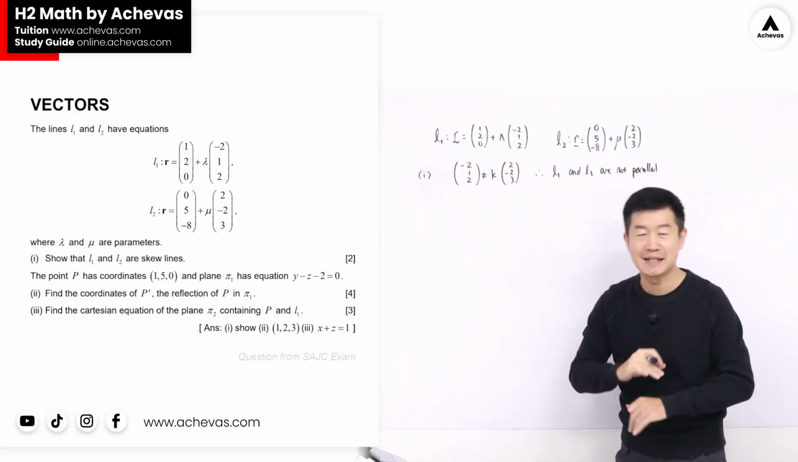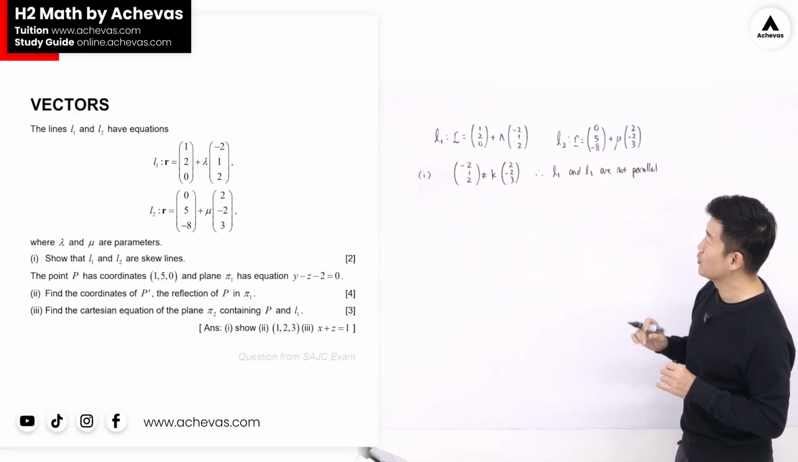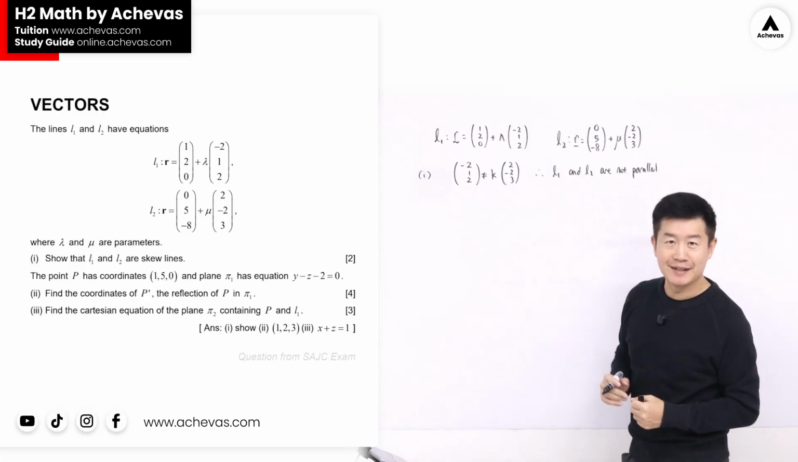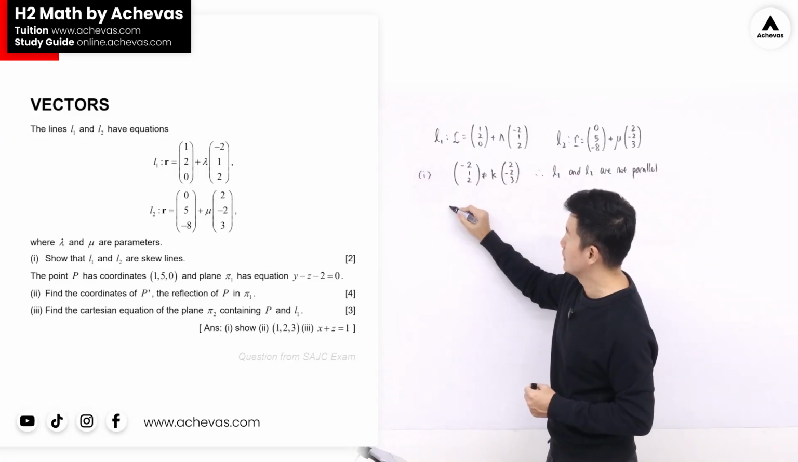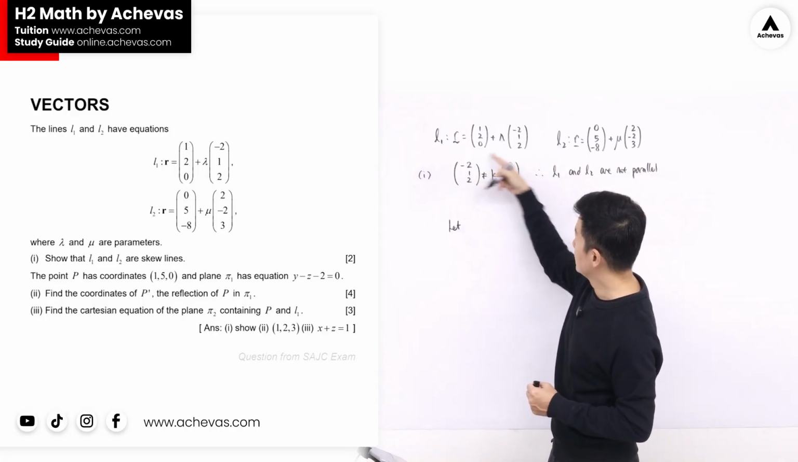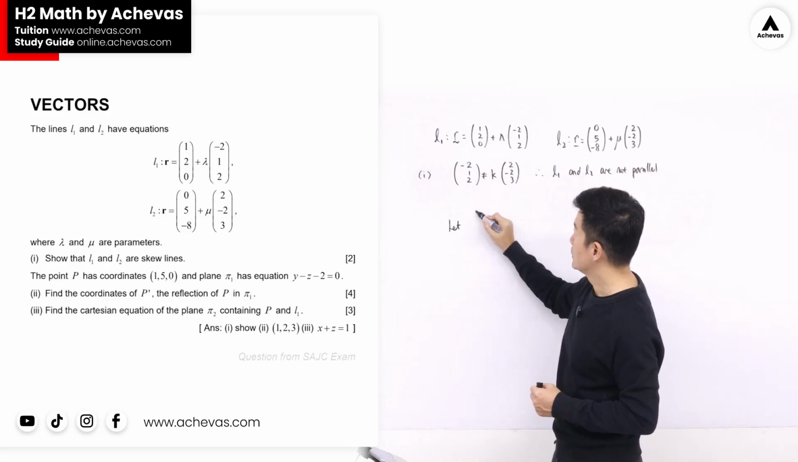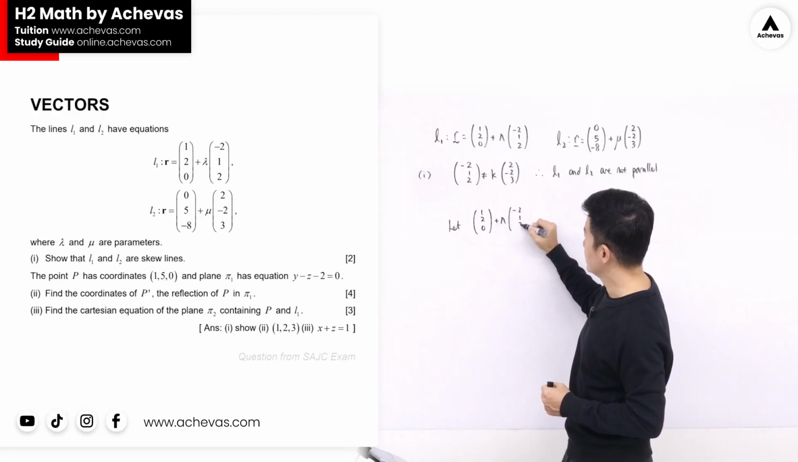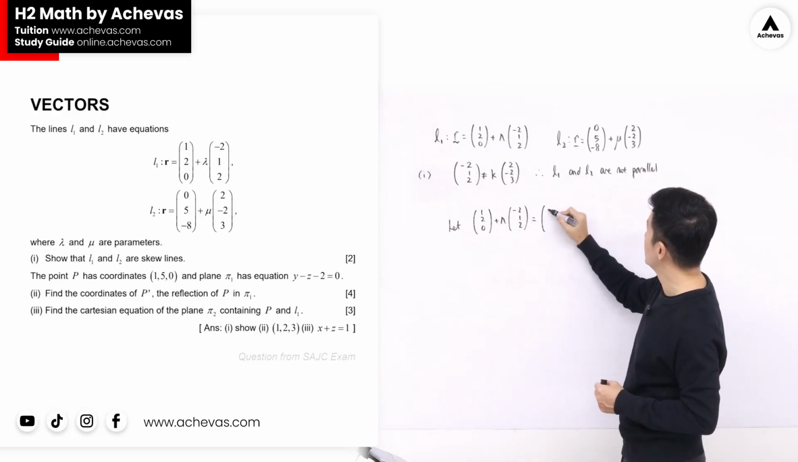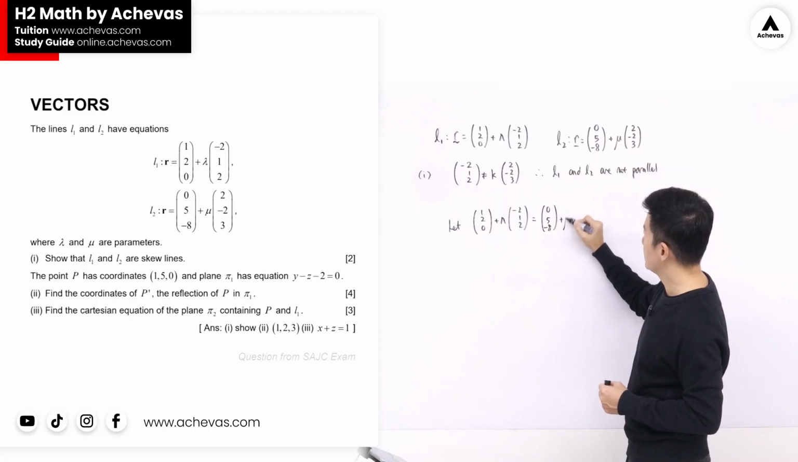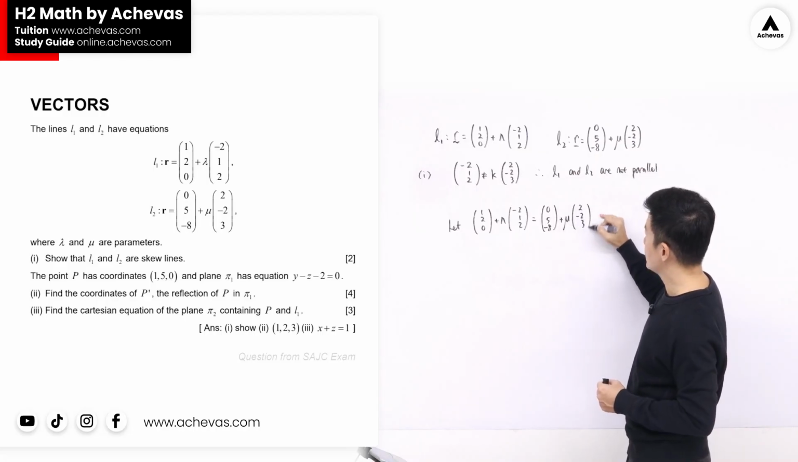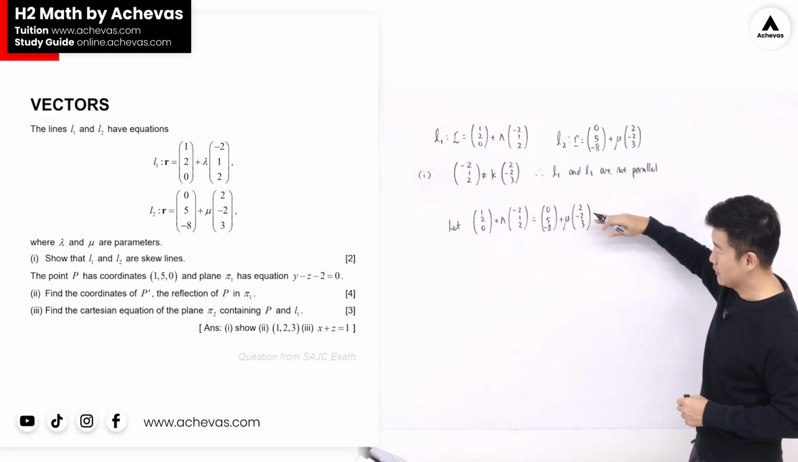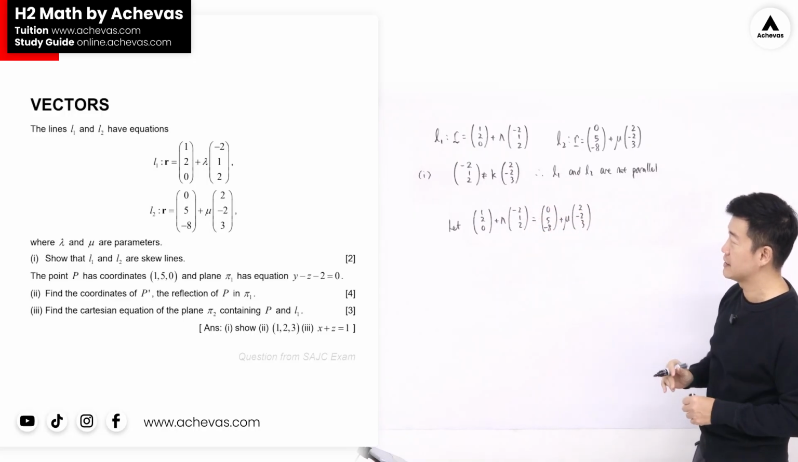Now that we know that these two lines are not parallel, the next thing that we are going to do is to prove that they are not intersecting. What we're going to do is to assume that they are intersecting. So to assume that L1 and L2 are intersecting, we will be letting this r be equal to this r. So 1, 2, 0 plus lambda of minus 2, 1, 2, I'll let this be equal to 0, 5, minus 8 plus mu of 2, minus 2, 3. We're going to try to match the first row, the second row, and the third row for both the left and the right hand side.